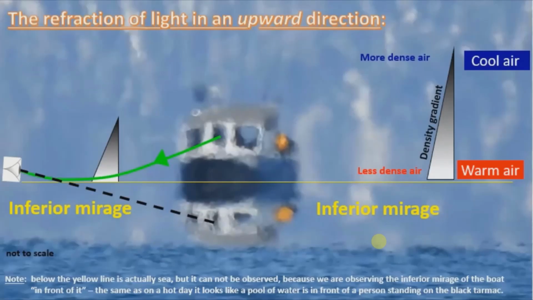The refraction of light in an upward direction. Note, below the yellow line is actually sea, but it cannot be observed because we are observing the inferior mirage of the boat in front of it. The same as on a hot day, it looks like a pool of water is in front of a person standing on the black tarmac.